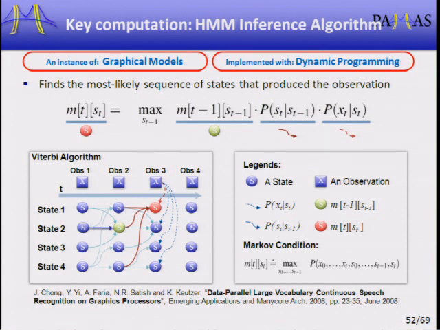Have you covered this one yet? Okay. Does anybody know? Dynamic programming. Viterbi's algorithm is a particular kind of variant of dynamic programming. And this is the key computation.